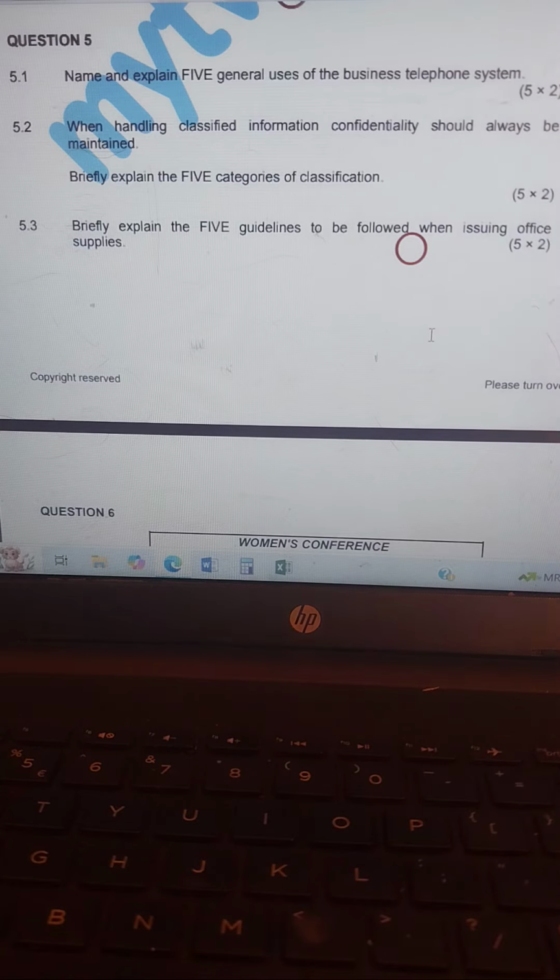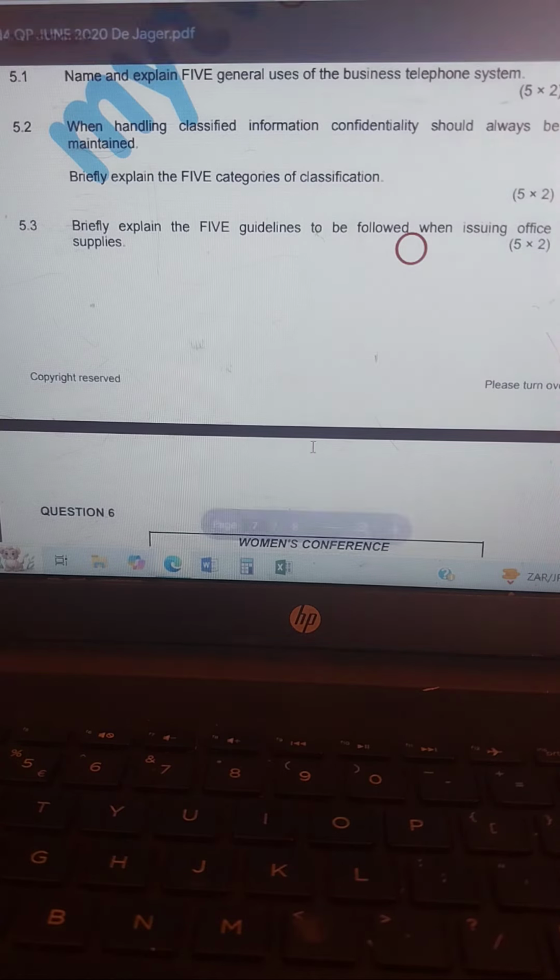Then we go to 5.3, briefly explain the 5 guidelines to be followed when issuing office supplies. Number 1, a specific person will be held responsible for the issuing of the stock. The second one, the person in control must be a reliable person that knows how to issue and control stock. The third one, strict supervision is required and the stock cupboard should be checked regularly. Number 4, this person must be able to make decisions about the type and quantity of supplies. Number 5, the person should keep a record of all stock issued and to whom it is issued.